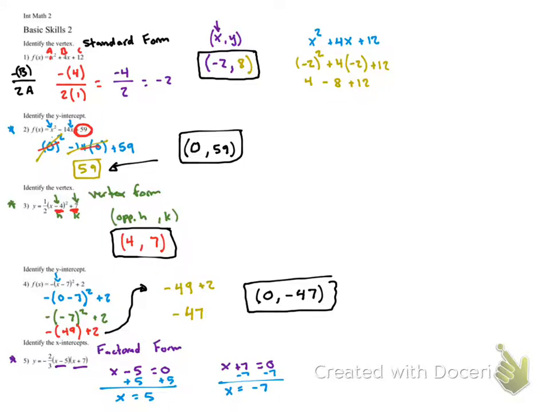So now our two x-intercepts, right, these are going to be written a little different than the y-intercepts, are 5, 0. That's one of our x-intercepts. And the other answer is negative 7, 0. Those are our two x-intercepts there.